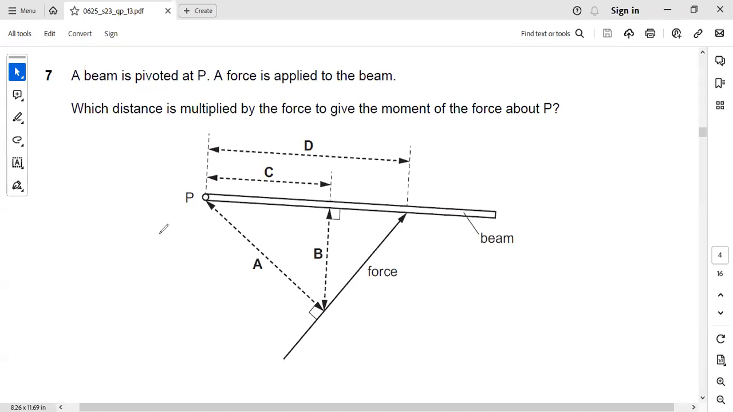Next, a beam is pivoted at P. A force is applied to the beam. Which distance is multiplied by the force to give the moment of the force about P? For finding the moment, we know moment will be equal to force into the perpendicular distance from the pivot. So this is the pivot and this is the force. The perpendicular distance means this will be the right answer, A. A is the perpendicular distance from the pivot.